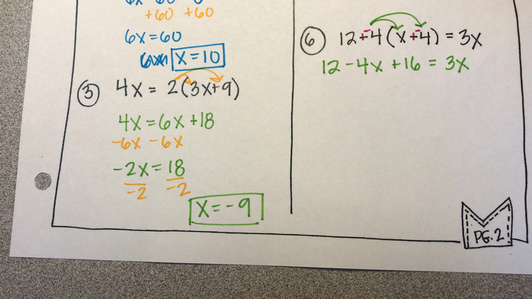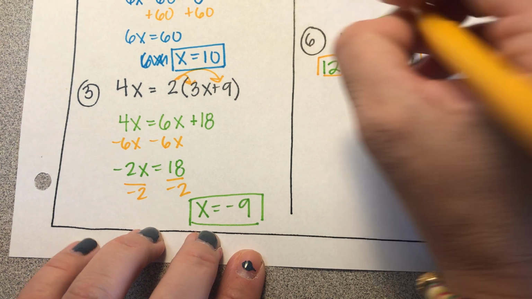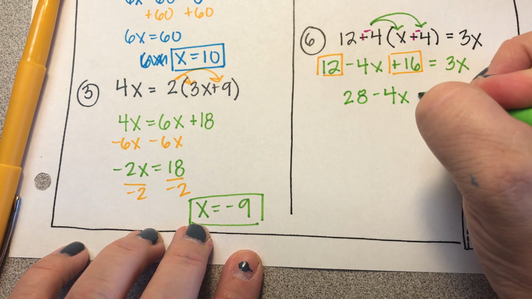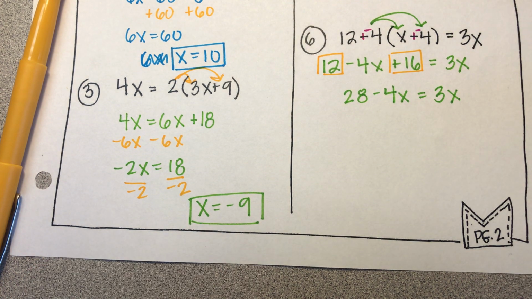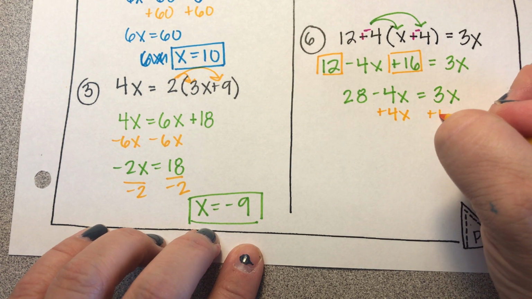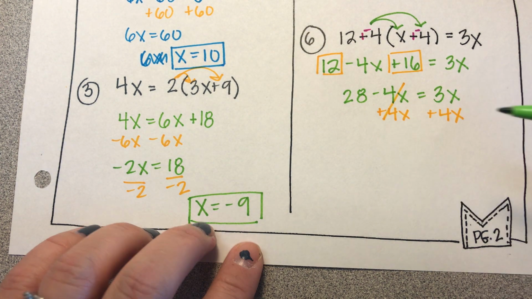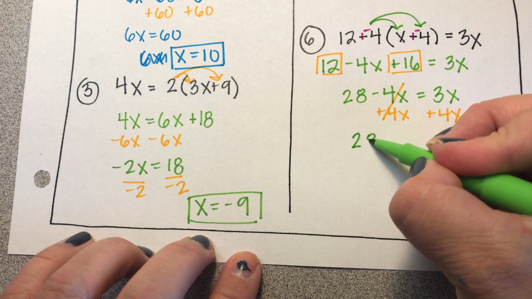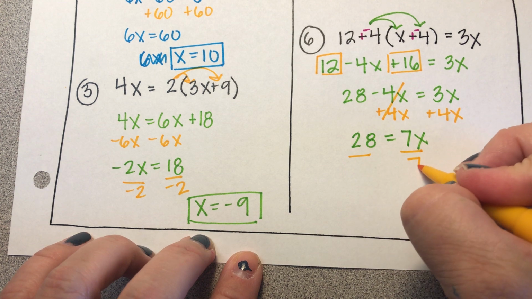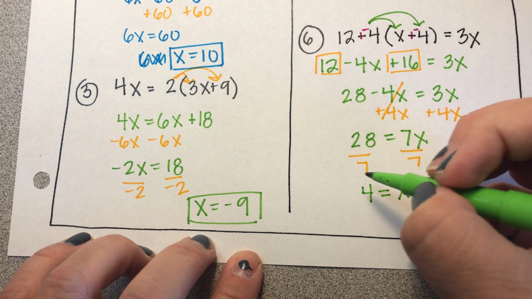There's a whole lot happening here, right? So now I can combine 12 plus 16 to get 28 minus 4x equals 3x. I only want variables on one side. I'm going to add 4 x's to both sides to get rid of it on the left. So now 28 equals 7x. I'm going to divide both sides by 7 to get 4 equals x.